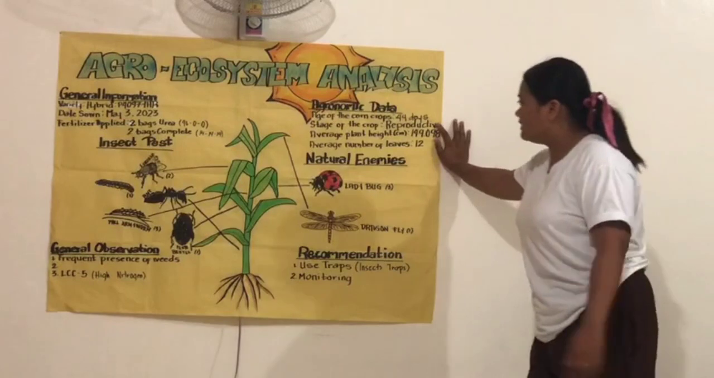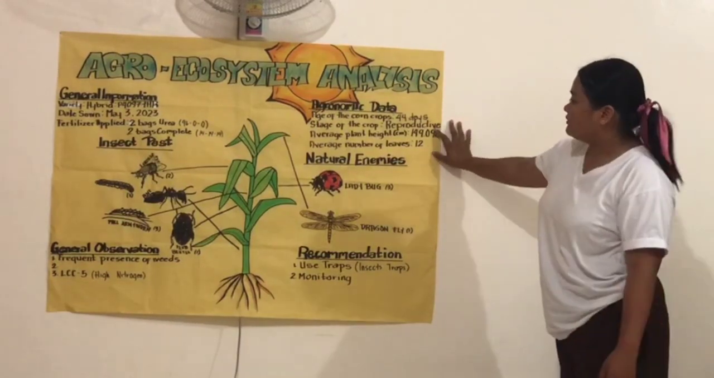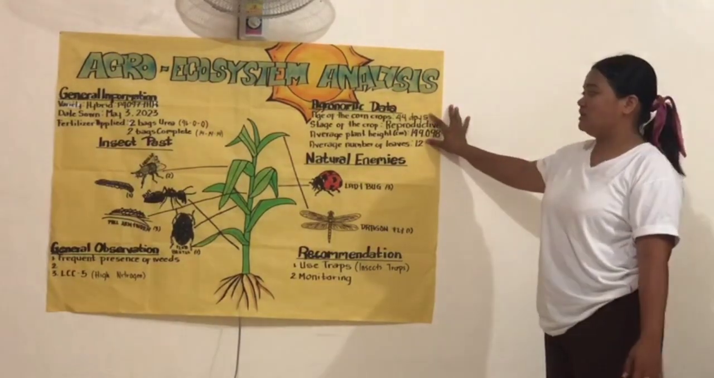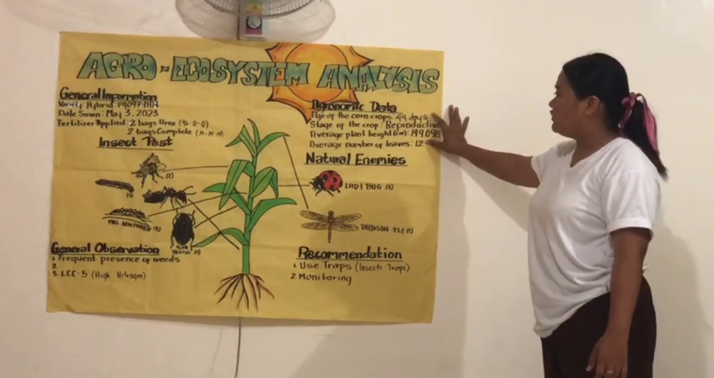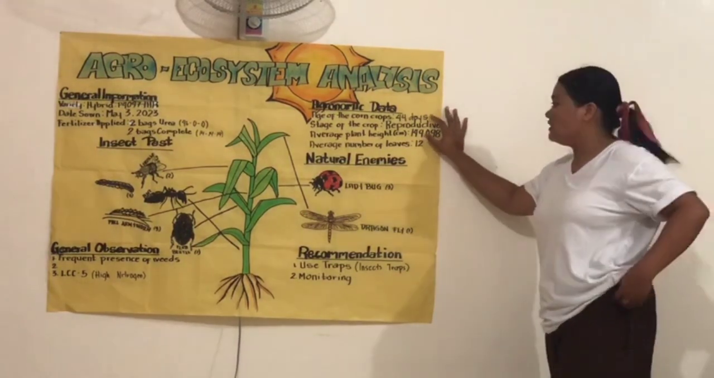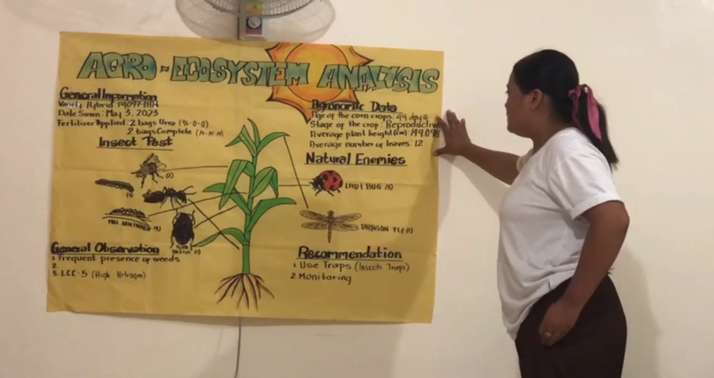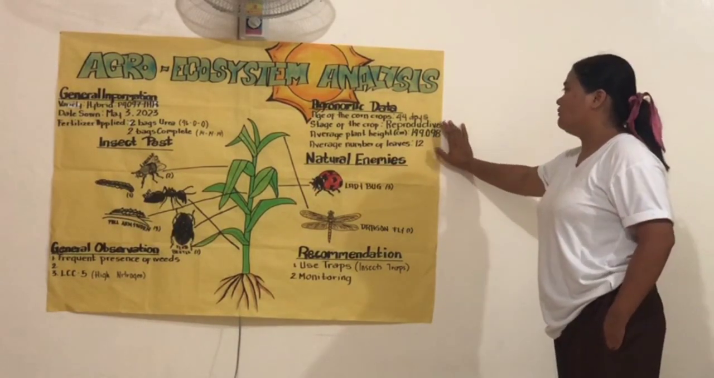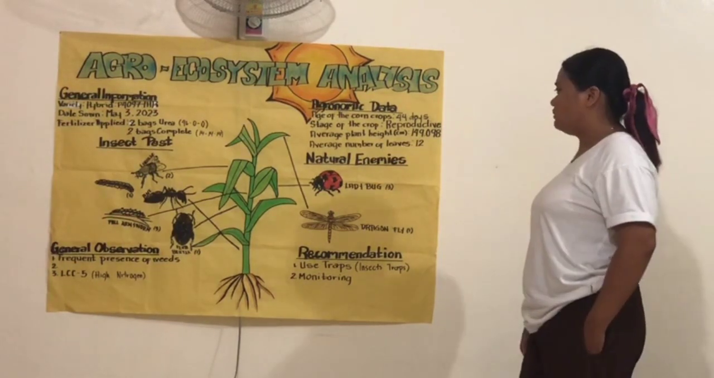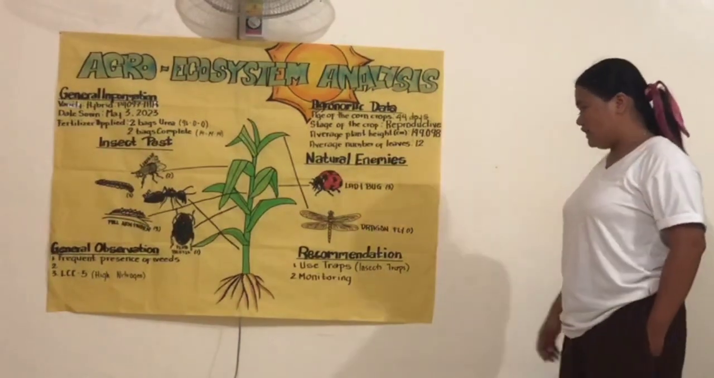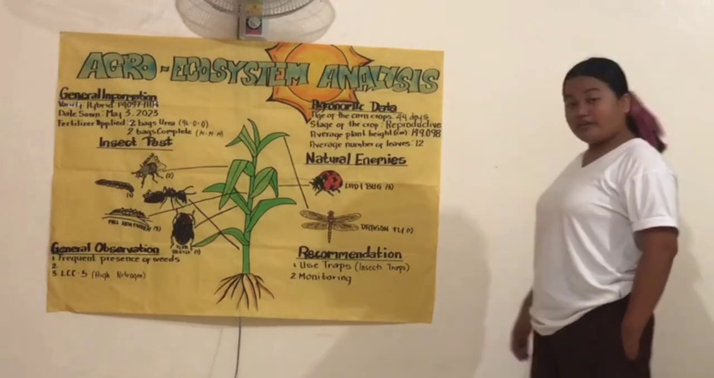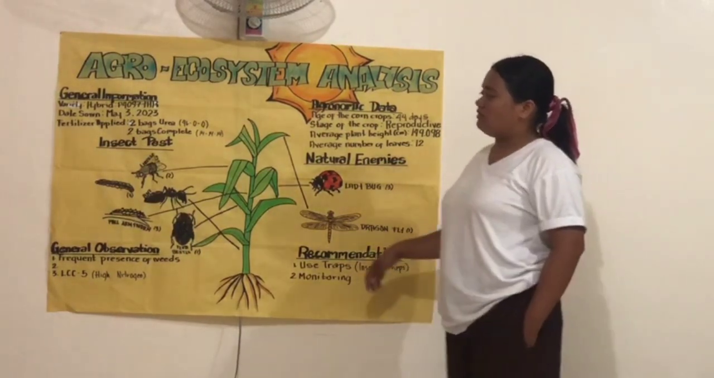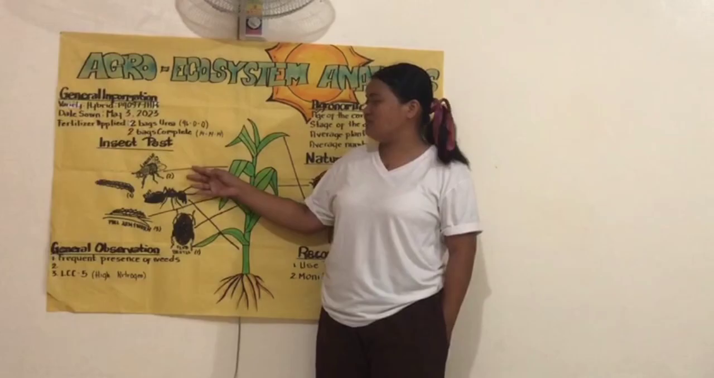The agronomic data is, age of the corn crops is 44 days, counted from planting on May 3. We took the data on July 16. Then, the stage of the crop is reproductive. Then, average plant height in centimeters is 149.098. Average number of leaves is 12. The recommendation is to use insect traps, because we saw many houseflies during the observation.